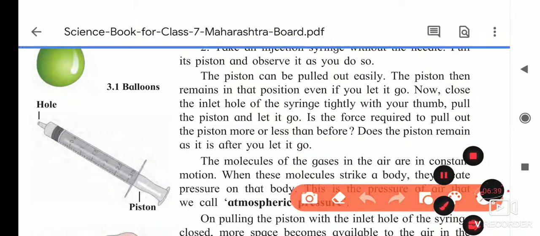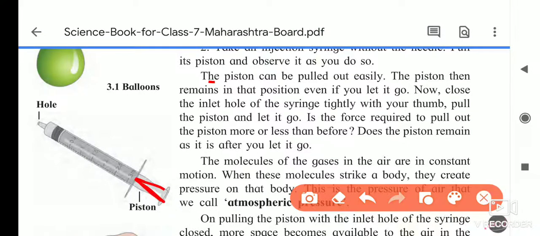We can pull the piston very easily. This is the piston, and when we pull it, it is easily pulled. The piston then remains in that position even if you let it go. Then afterwards, when you remove the piston, it remains as it is.